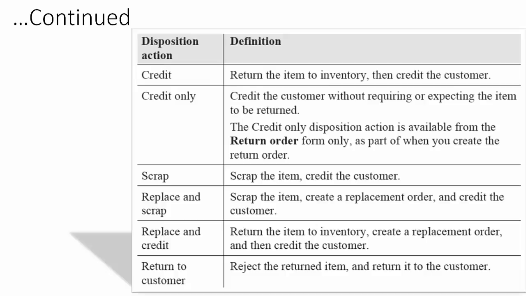Then replace and scrap. We may want to send a new goods as a replacement to the defective goods, and the products which were returned can no longer be used and has to be scrapped. Then use replace and scrap as a disposition action. Then replace and credit. In this case, we will send the new goods as a replacement to old goods, and all goods will be put into the inventory back. Sometimes we will reject the return items and send it back to customer as it is. Then use the return to customer disposition action.